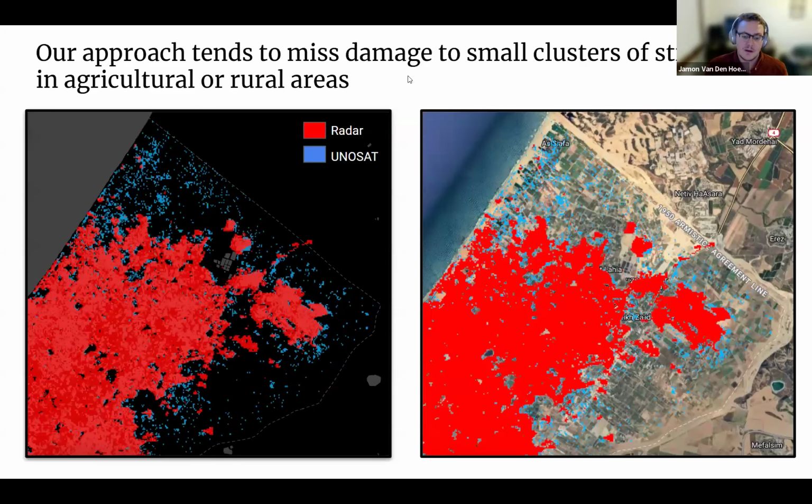So this approach, of course, has limitations. We tend to miss damage to small clusters of structures in agricultural or rural areas. Really small structures: we have a nominal resolution of 10 meters of the radar signal, so 10 meters is already kind of big. We have to process that further. But if you have very small structures, we're just not going to be able to track them well in the first case.